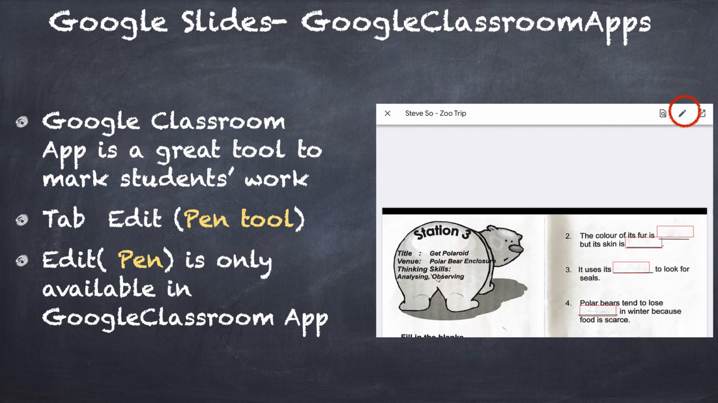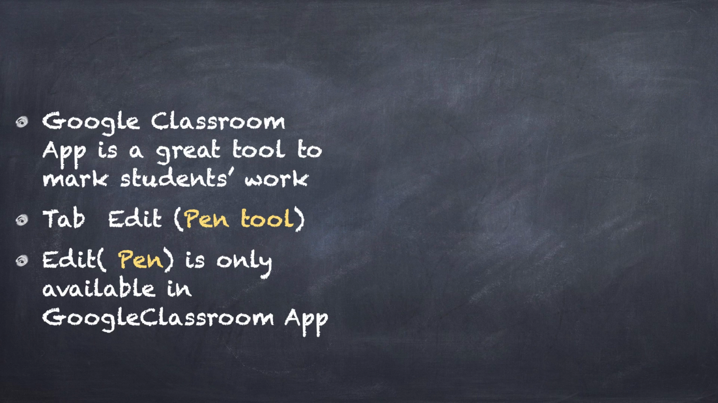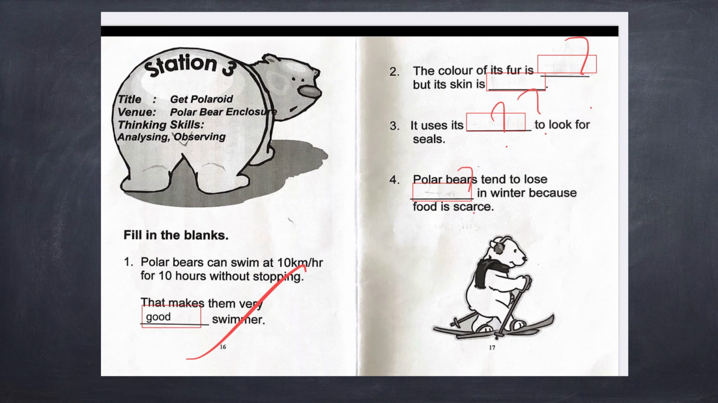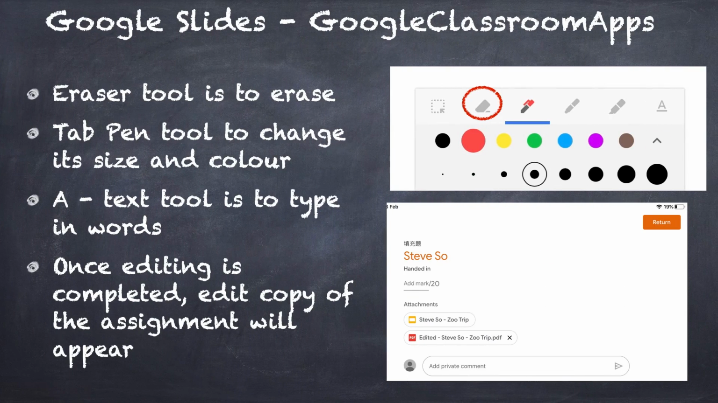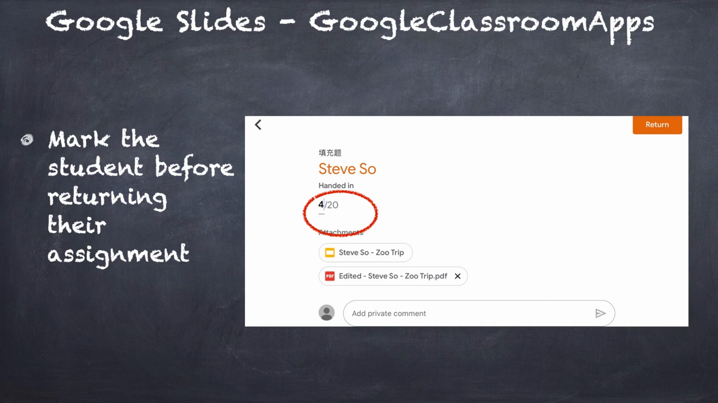Tap on Edit. Edit is only available in the Google Classroom app. This is an example of the marking. Tap on the Erase tool to erase. You may tap on the Pen tool to change its size and color. Tap on the Text tool to type in words. Once editing is completed, an edited copy of the slides will appear. Remember to mark the student before returning their assignment.